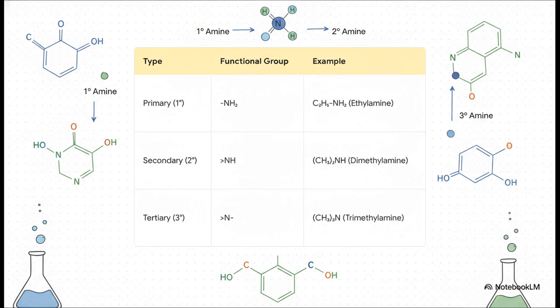See, if you swap out just 1 hydrogen, you get a primary amine, or 1 degree. Swap out 2, that's a secondary, or 2 degree. And, you guessed it, replace all 3 hydrogens, and you've got yourself a tertiary amine. It all comes down to one simple question. How many carbon groups are stuck directly onto that nitrogen atom?